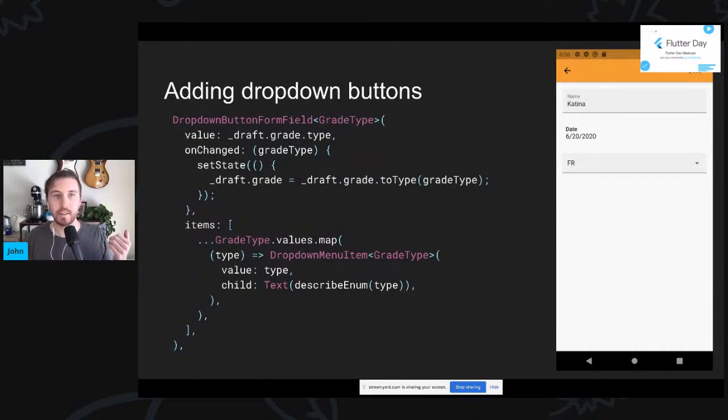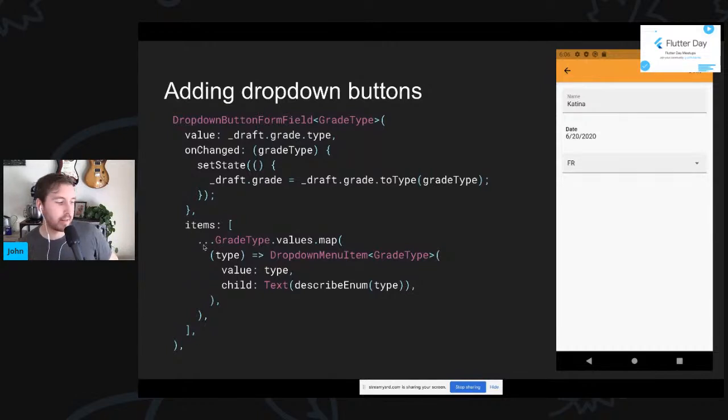I've actually given it a type of grade type. So remember, our grade type is an enumeration or an enum. By specifying the generic type here, that tells this drop-down button form field what the type of the value is. So I'm saying the type of the value is this enumeration, and the user is going to select either French or Yosemite Decimal System.